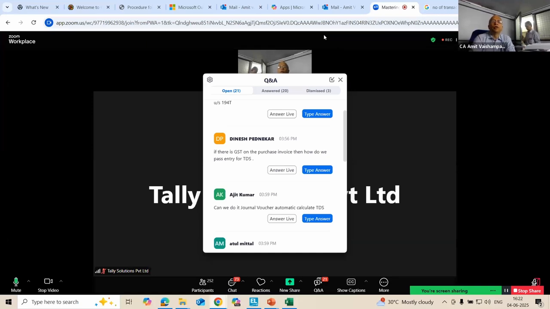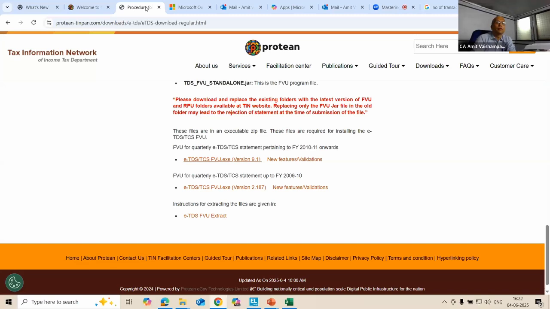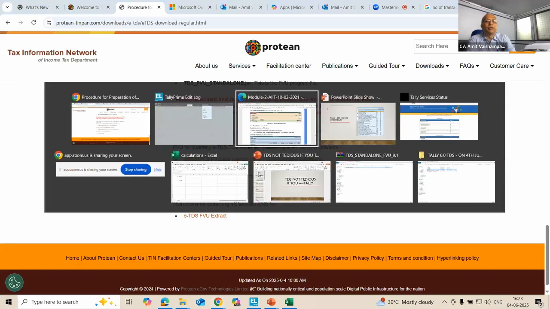you need this particular utility, the file validation utility, to be downloaded, and just the SDF file has to be used with this file validation utility, and then the return can be filed. This is the procedure. The same procedure has also been given here in the case study.